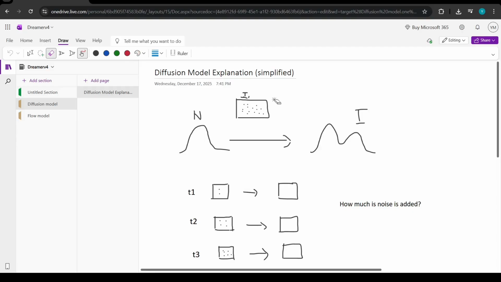So let's say here we have an image with some noise. This is in between, so it is a mixture of image and noise, and it learns to go from here to here. So it learns a mapping from this distribution, that is the Gaussian distribution, to the image distribution. So this is the whole simplified example and explanation of a diffusion model. We will take this idea into our flow model.